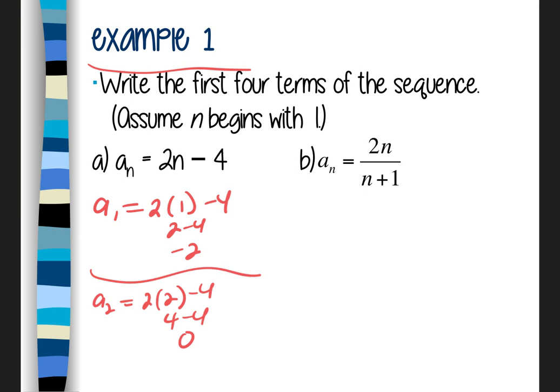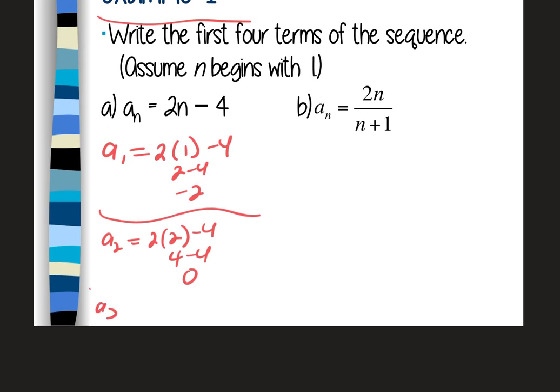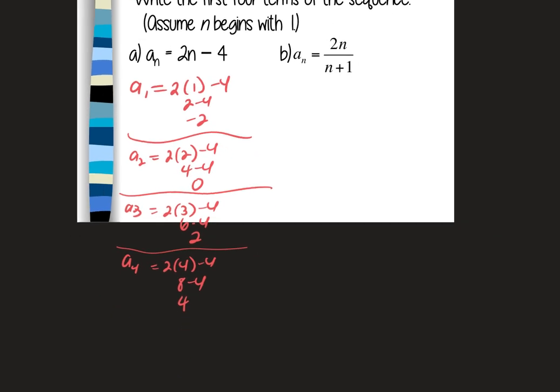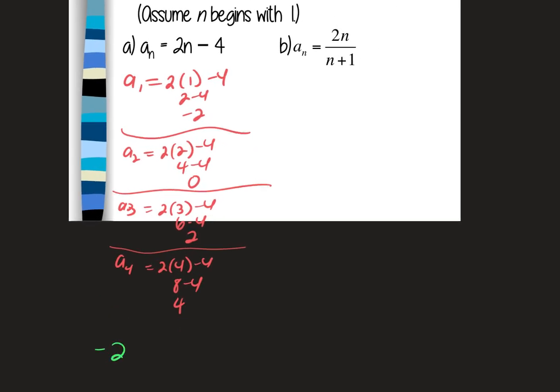And then I go A3, which is 2 times 3 minus 4, 6 minus 4, which is 2. And then I go A4, 2 times 4 minus 4, which is 8 minus 4, which is 4. So when we write these answers, you will list them in the order you got them: negative 2, 0, 2, and 4. Those would be the first 4 terms in this sequence.